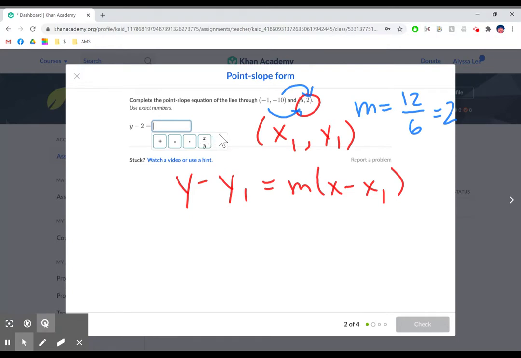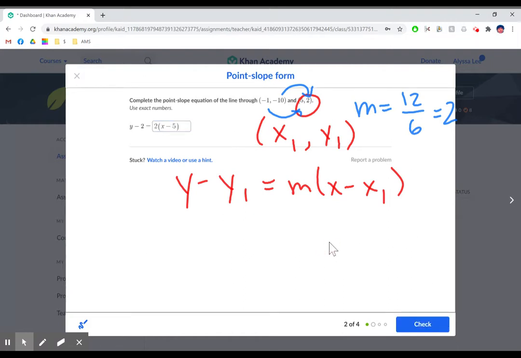Put it all together. Your y1 was already chosen. That's y minus 2. And then your m value we just found out is simplified to 2. We're going to multiply that in parentheses by your x minus x1. My x1 value is a 5. There you go. There's the equation, right? We could have interchanged the x1 with a negative 1 and the y1 with a negative 10. But again, because they chose the 2 for us, we had to use that second point, okay? So that should be our equation. Nice.